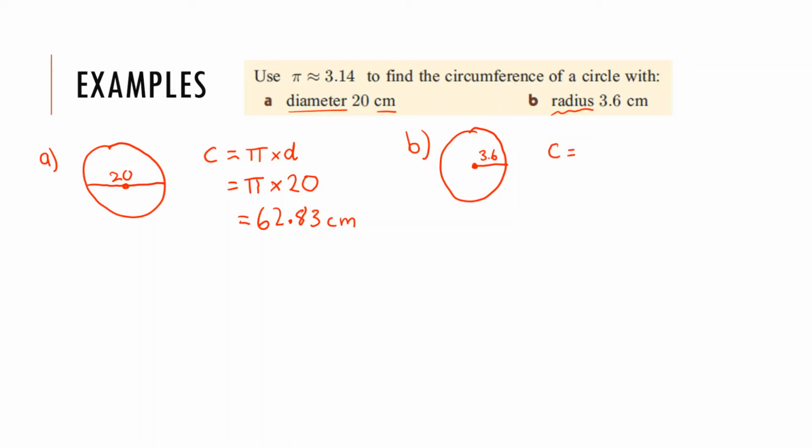So that was C equal to 2 times pi times your radius. And that would be 2 times pi times 3.6. And when I put all of that into the calculator, I get 22.62 centimeters as well.